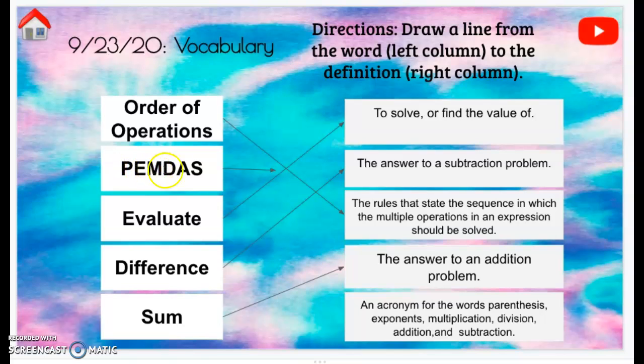or P-E-M-D-A-S, or please excuse my dear Aunt Schnaterbeck, or if you like, please excuse my dear Aunt Sally. I was getting carried away today in class with our dear Aunt Schnaterbeck. All right, so this is indeed the acronym that goes for the words parentheses, exponents, multiplication, division, addition, and subtraction. And that is our vocabulary for the 23rd.